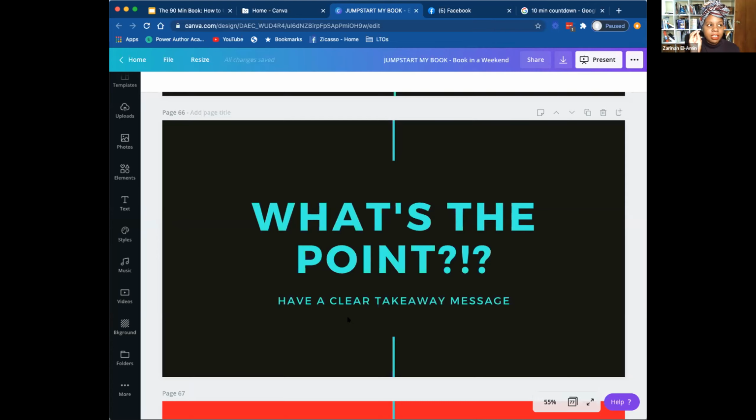When somebody invests 2 hours, 3 hours, 4 hours, however long it takes them to read the book, we should have a clear takeaway message from this book. All right. So I want you to type your clear takeaway message into the chat box. When I see all 4 of you have your takeaway message in the box, then I'll know that we're clear with this part.